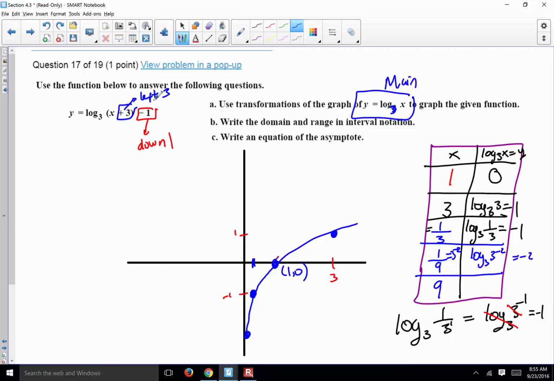But I need it left 3. I need to move it left 3. This is gonna go 0, negative 1, negative 2. This point is gonna travel here. This point is gonna travel here. This point is gonna travel to here, exactly on the y-axis, because this is 3 units already. This point is gonna move here. So this is left 3, but I need it down 1. So when I bring this down 1, it's gonna go here, and this is gonna go here, and this is gonna go there. Something like this.